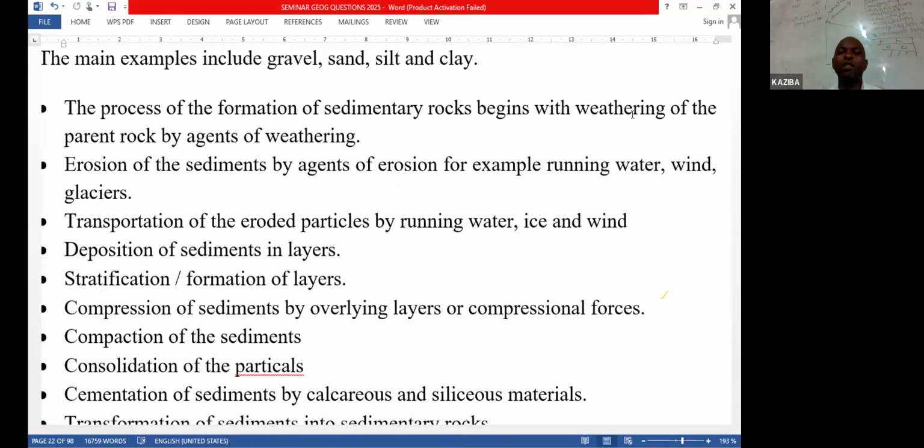Then after erosion, they are transported. After transportation, they become deposited. As the deposition occurs, they are deposited in layers. That's what we call stratification. Then after deposition, they become compressed. The overlying layers compress the underlying layers. Then when they are compressed, they become compacted. After becoming compacted, they become consolidated. They become more of one rock. Then finally, they become changed into rock. Let me first look at these ones who are putting up their hands.